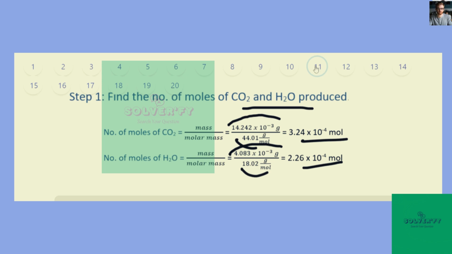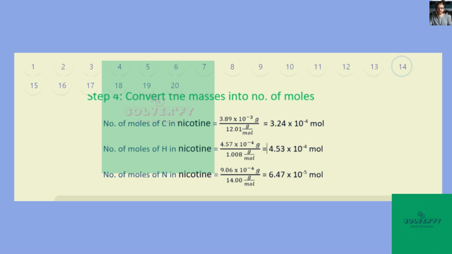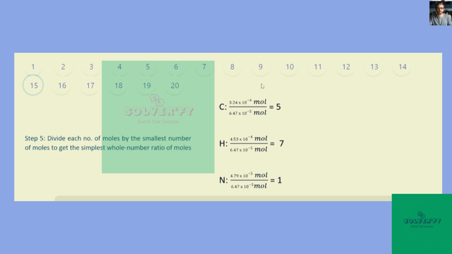And what we'll do is we will find out the number of moles of each element just by dividing each mass by their molar masses. So we divide each mass by their molar masses to get the number of moles of carbon, hydrogen, and nitrogen. And then we move to our next step where we divide each number of moles by the smallest number of moles to get the simplest ratio. So the simplest whole number ratio.